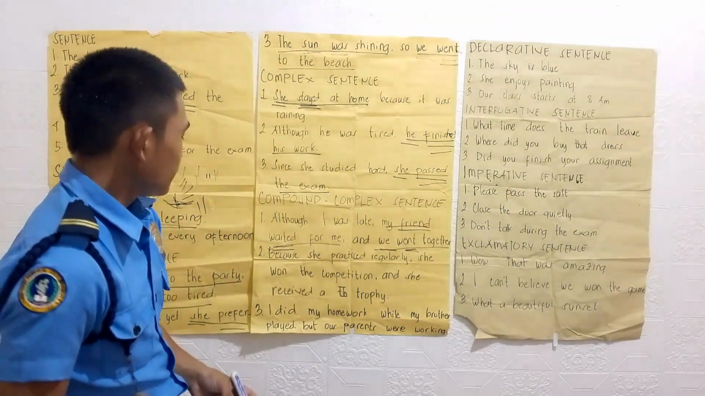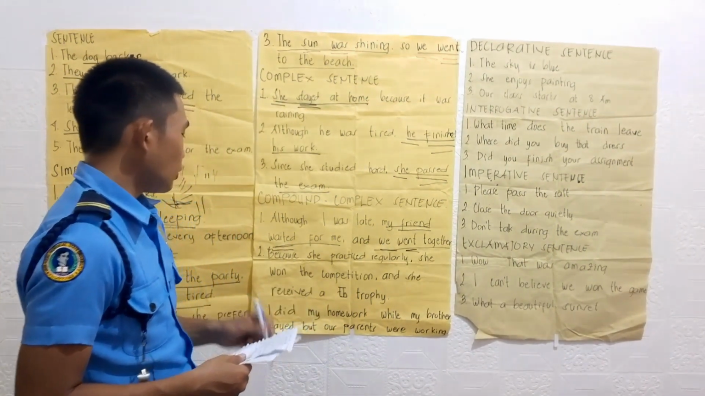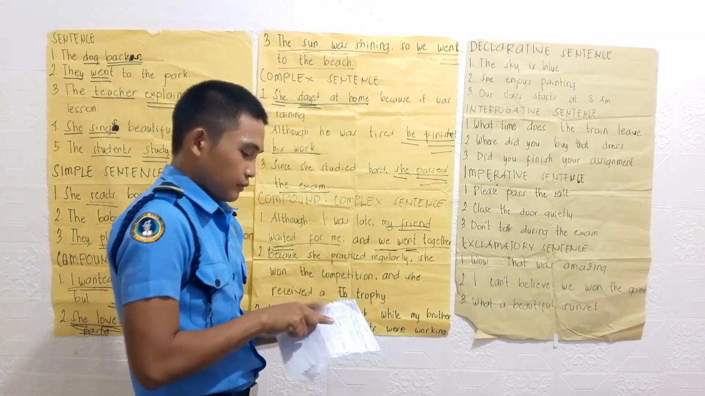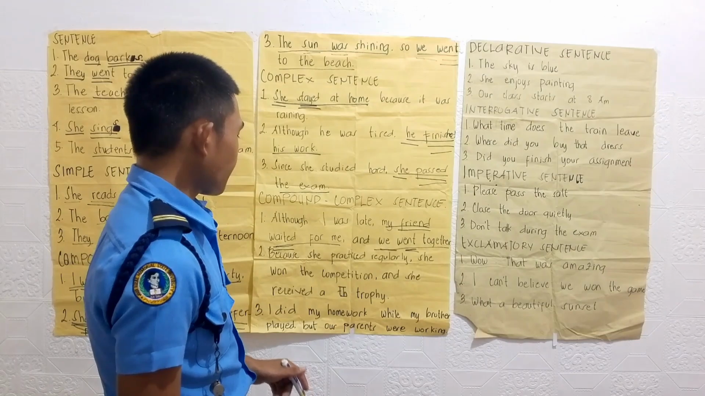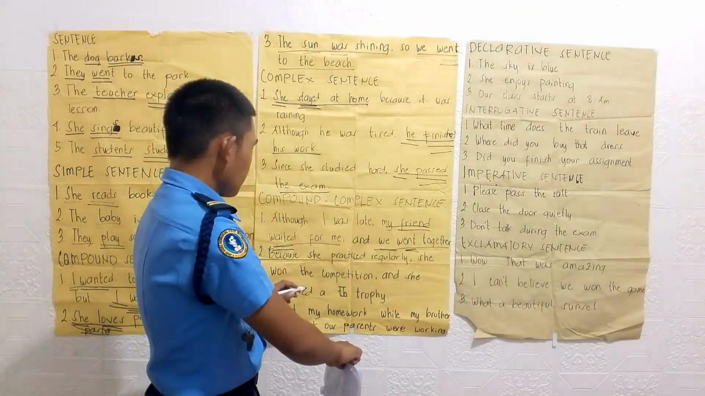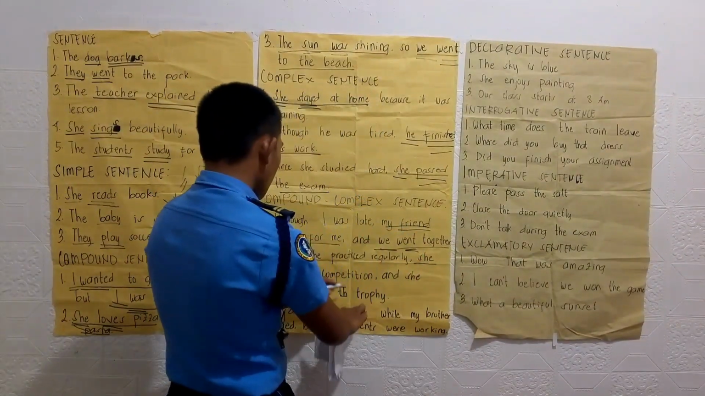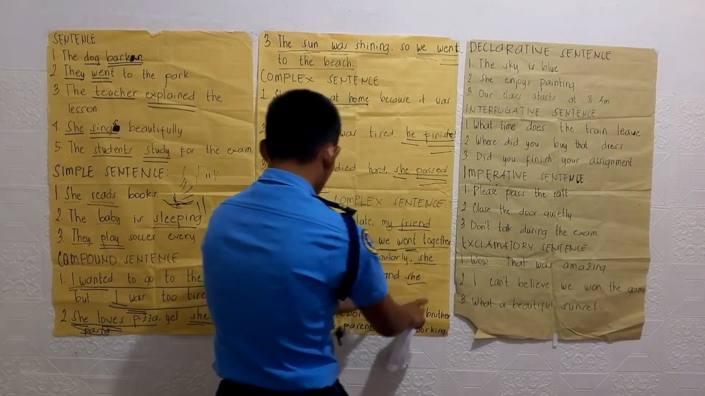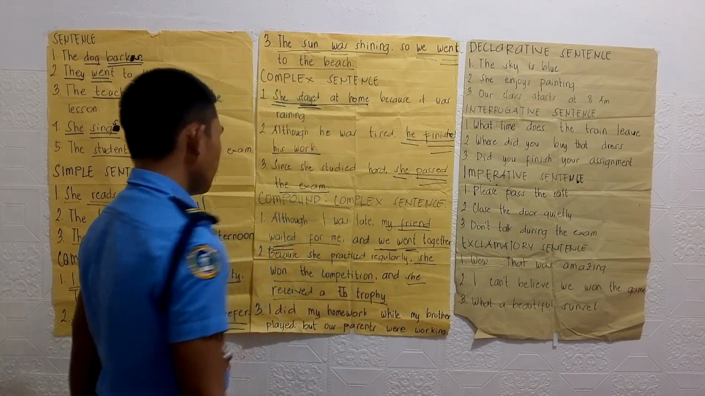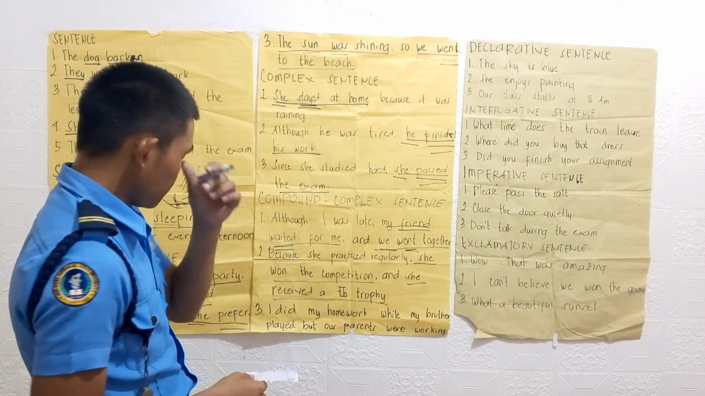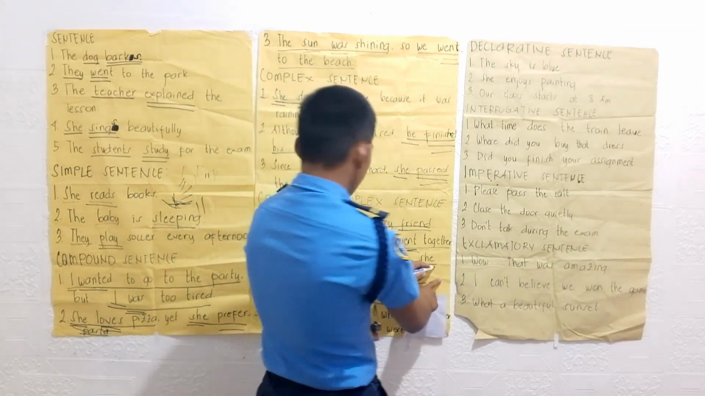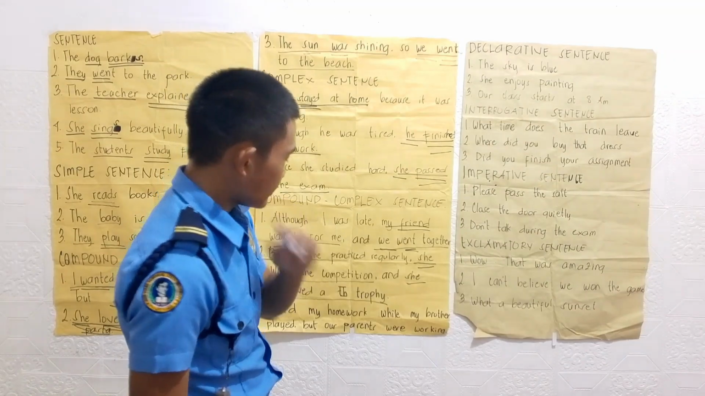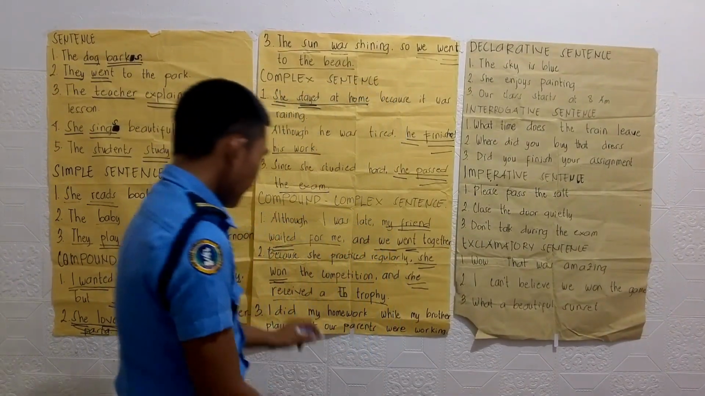So, number two. Because she practiced regularly, she won the competition and she received a trophy. Our first independent clause, she won the competition. And the second independent clause, she received a trophy. Now, our first subject is she, and our verb is won. Next, our next subject is she, and our verb is received.